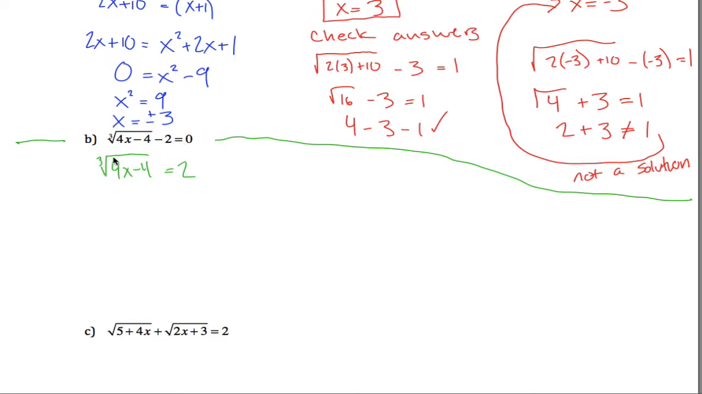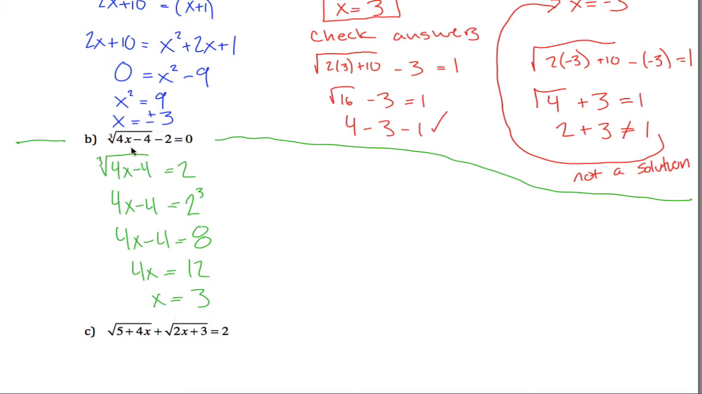Get rid of the cubed root by cubing both sides of the equation. 4x minus 4 equals 2 raised up to the third power. 2 raised up to the third power is 2 times 2 times 2, in other words 8. I can solve this equation by adding 4 to both sides and then dividing by 4. End up with x equals 3.